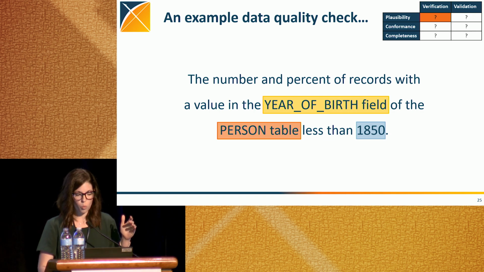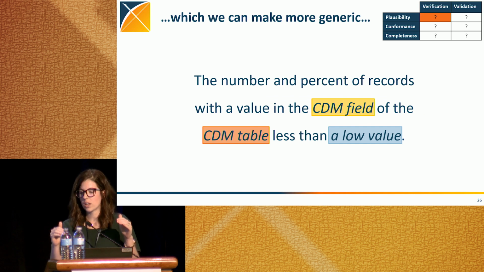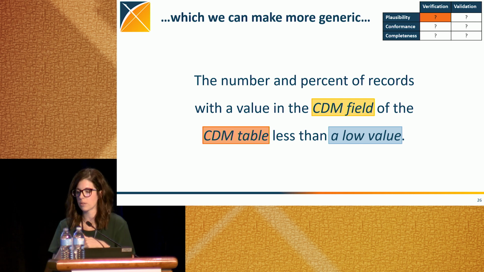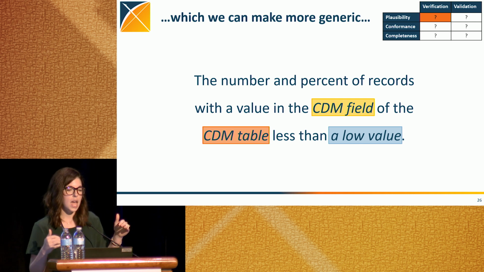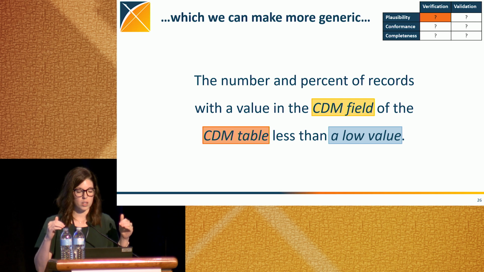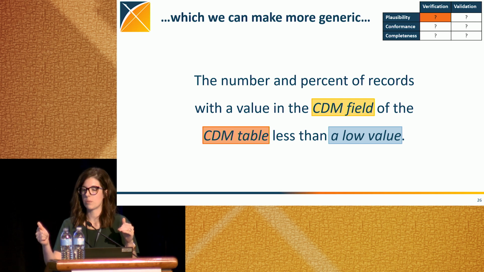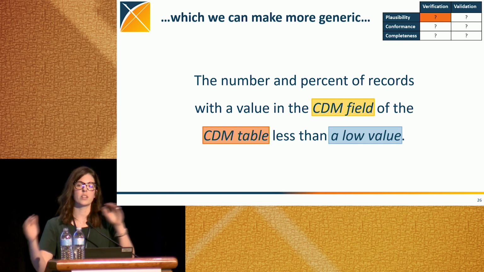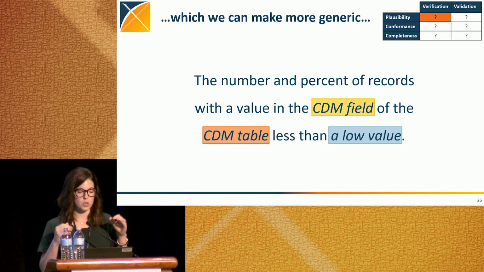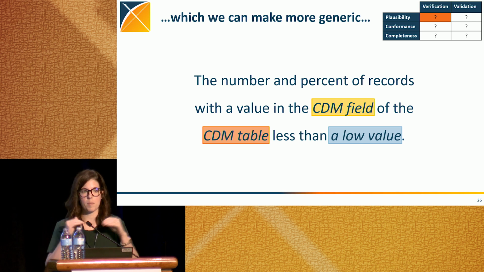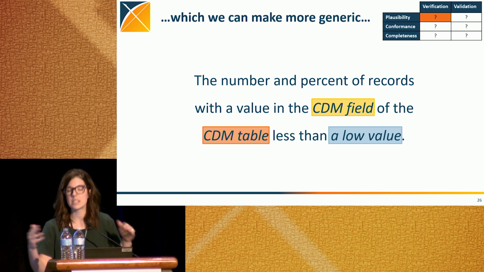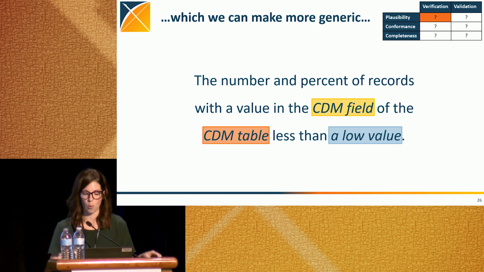So what we learned is that we could take one singular check, like something looking for funky years of birth, and we could make it more generic. We could think about CDM fields, tables, and low values, and bring it up a level so that we could systematically apply it to the entire CDM, rather than thinking about it at that lower level where we would be writing multiple checks over and over and basically doing the same thing, but not in a systematic way. So let me give you an example of how that would work.